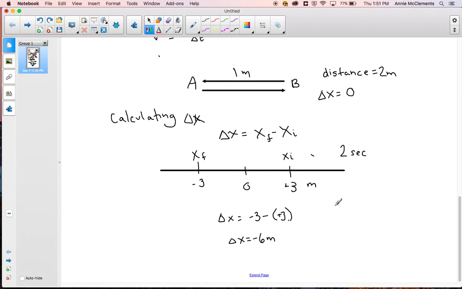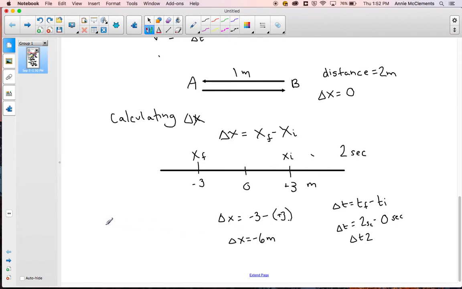We need to know our change in time. Change in time is pretty simple. It's still the final time minus the initial time. The initial time in this case is 0 seconds. We didn't start the clock at 1 second. We started it at 0, and it counted to 2. There will be cases where perhaps your time initial is not 0, but that's more when you're looking at graphical representations, right? So our delta t is 2.